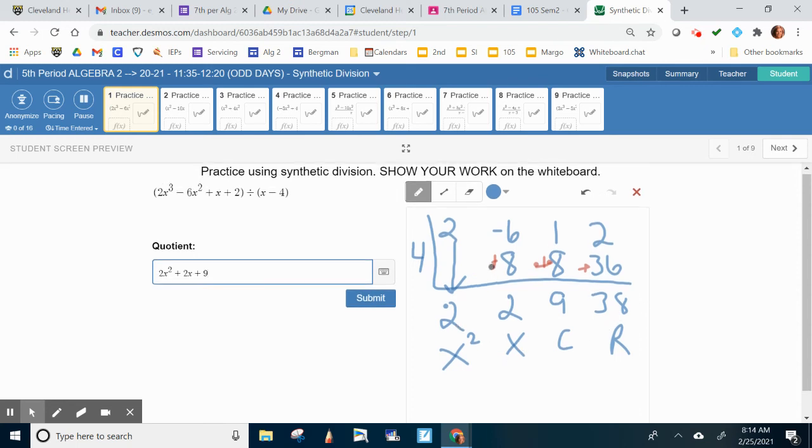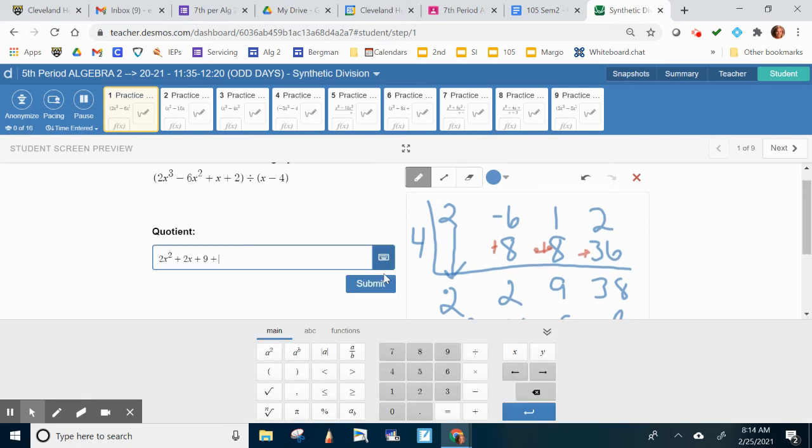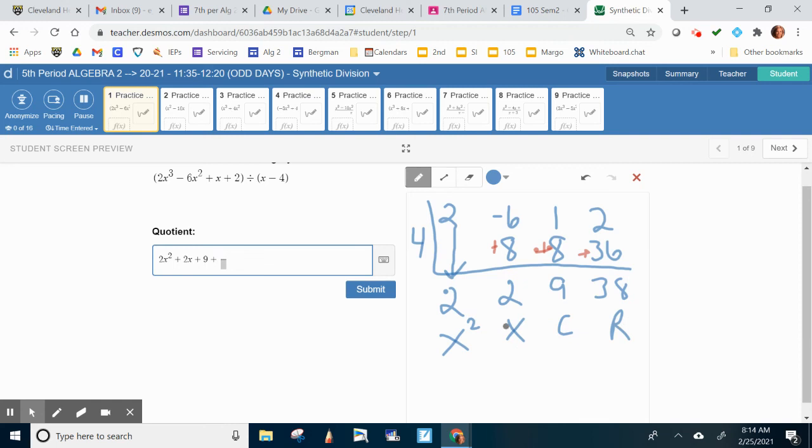So the way we write our remainder is we're going to write plus, and then you're going to click on that keyboard again, and you need to make a fraction. So this a over b is the fraction button. The top of the fraction is your 38. The bottom of your fraction is the divisor. The divisor is this x minus 4. So that's what I'm going to put here, x minus 4.